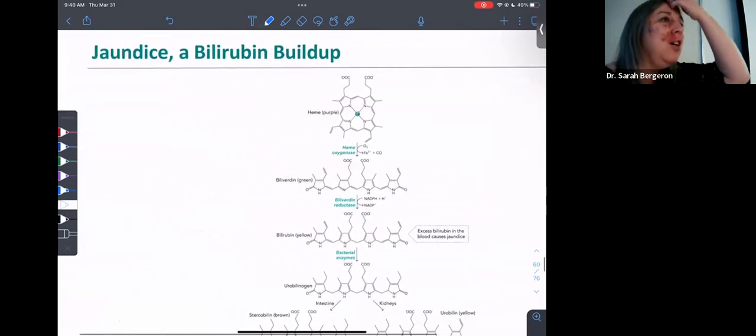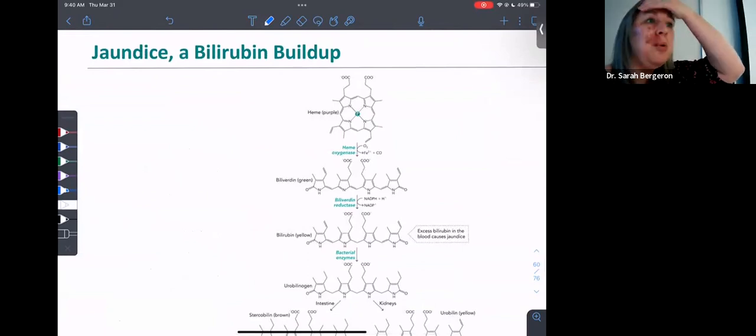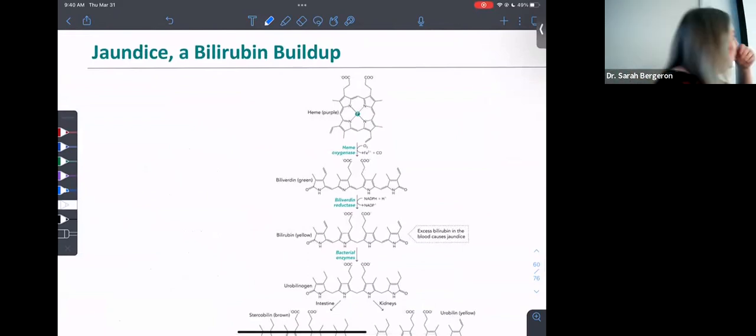Y'all know about jaundice in newborns. So when you make heme, your body has to be able to break it down. If your body can't break it down, you're going to have a buildup of the different intermediates, and each intermediate is a different color. So where is heme broken down?